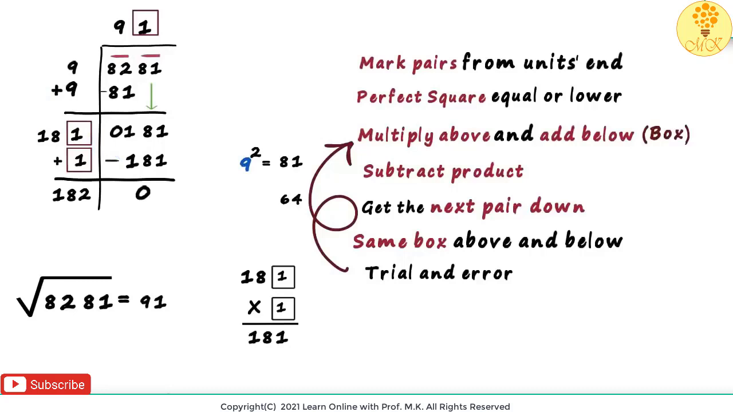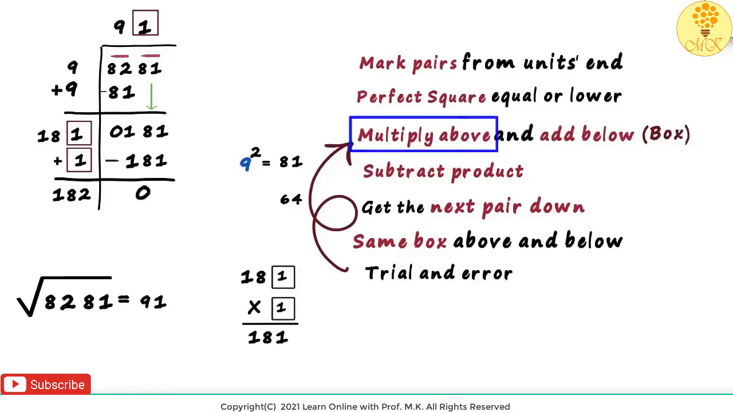Then we reach the three simple steps. First, we subtract the product. 82 minus 81 gives us 1. Second, we get the next pair down. And then we draw the same box above and below, which will contain the same digit as the original box. And to find the digit in the boxes, we use trial and error and get 181 multiplied by 1 as 181. So the number in the box will be 1. After we find the number in the box, we go back to the third step.